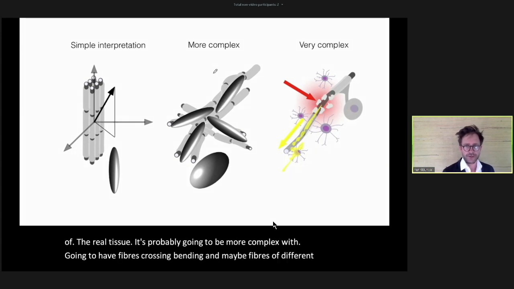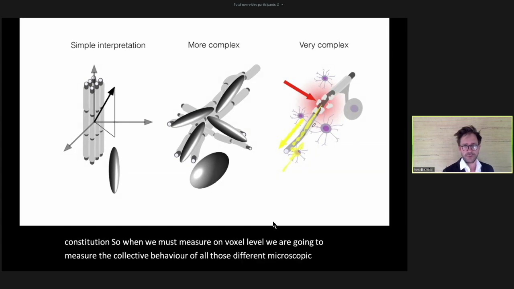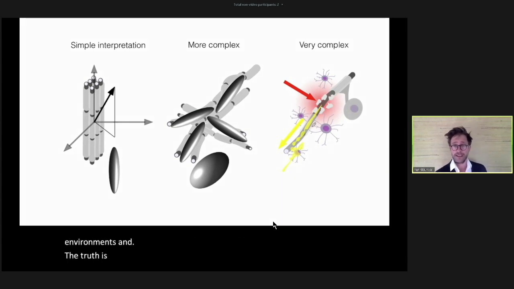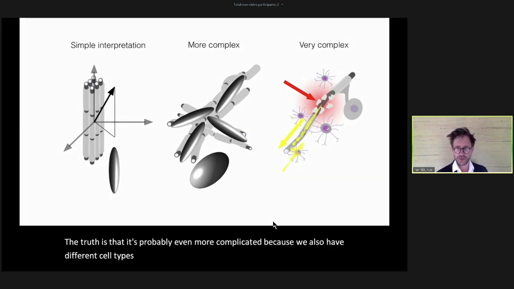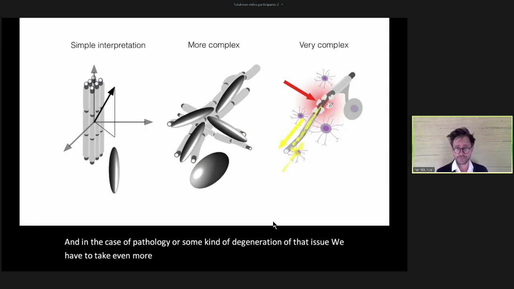So when we measure on a voxel level, we are going to measure the collective behavior of all those different microscopic environments. And the truth is that it's probably even more complicated, because we also have different cell types. So not only neurons, but we also have a large volume fraction of glia cells, astrocytes, oligodendrocytes. And in the case of a pathology or some kind of degeneration of the tissue, we have to take even more things into account.